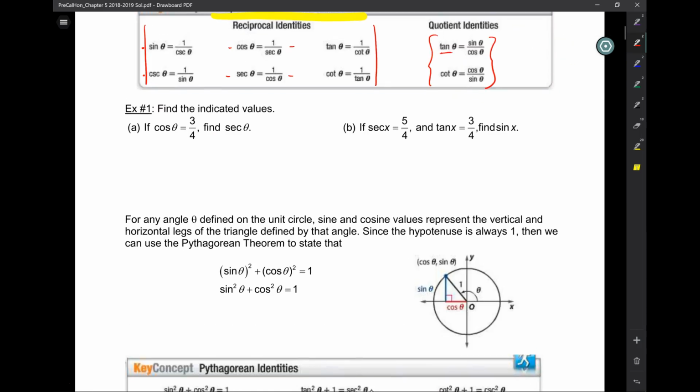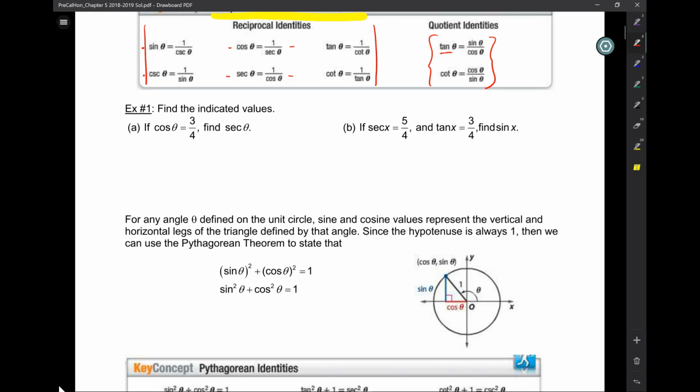All right. So now it says to find the indicated values here. You have cosine theta of 3 over 4. You need to find secant of theta. This part is similar to geometry, in the sense that, just like we did in the proofs, when we're solving these, we are bound to justify everything using specific identities.